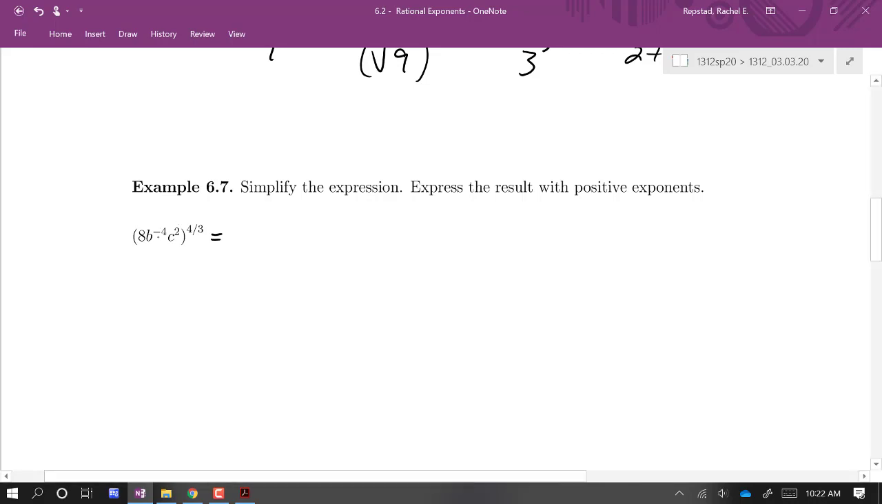So I've got this product that's being raised to the 4/3 power. We know we can distribute. We also have that negative power inside. I think what I would do, and it doesn't really matter which way you go about it, is throw the b to the positive 4 in the bottom first. And so we have 8c squared over b to the 4th all to the 4/3. And then I can distribute this exponent. I've got a product up top, so each one of these factors in the top and the bottom is going to get that 4/3 power.